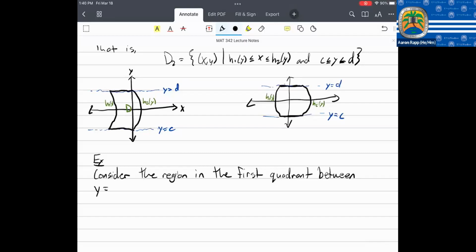Between the functions y equals square root of x and y equals x cubed, we're going to describe this region as both a type 1 region and a type 2 region.